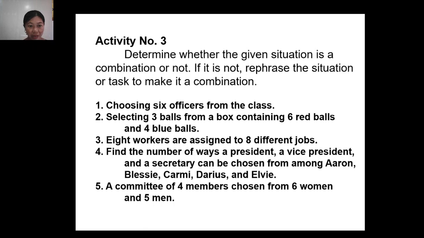So again, we have 5 situations given for activity number 3. And I hope you will answer those activities correctly based on the definition given, based on the illustration given, and based on the different examples that we have earlier. So this is all for week 3 for the topic combination.